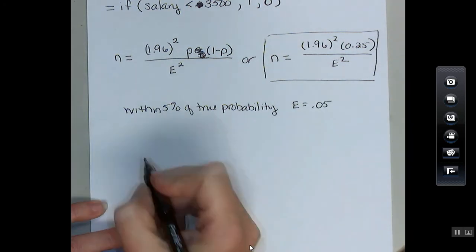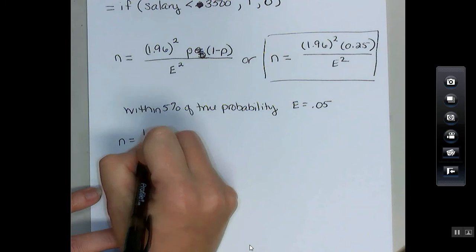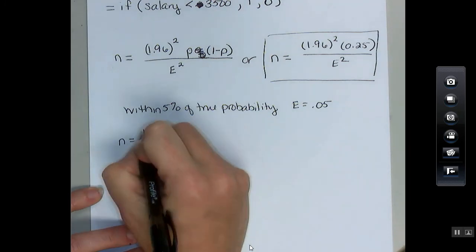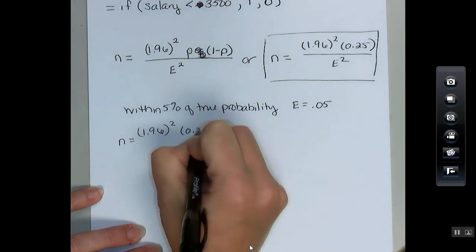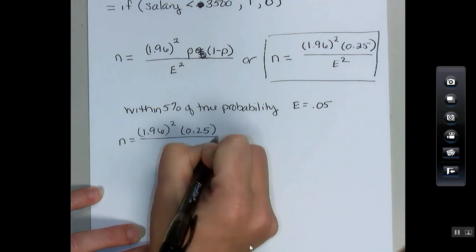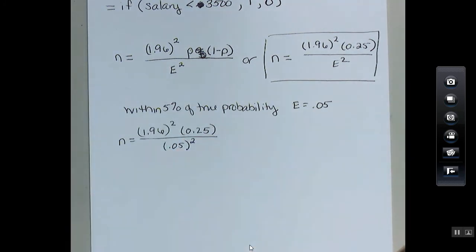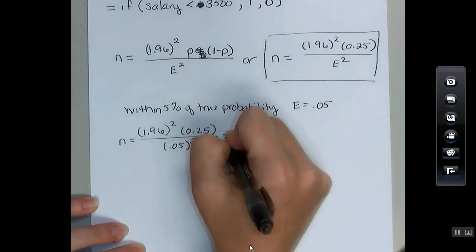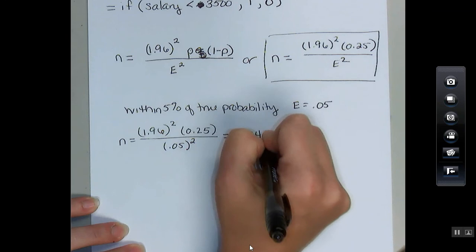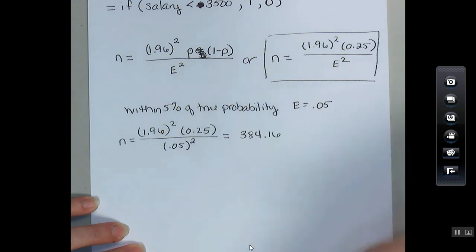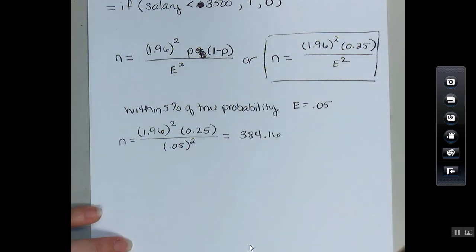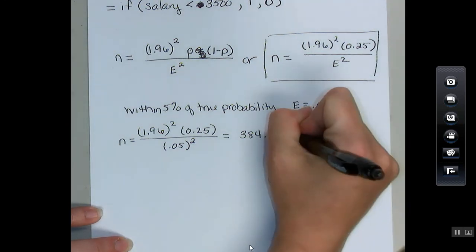And so we have N equals 1.96 squared times 0.25 divided by 0.05 squared. And if we do this arithmetic, we should end up with 384.16 and some more decimals there. But what we know is that we always round this value for sample size up, right? That's what we said in our last video. We were going to always round this up.